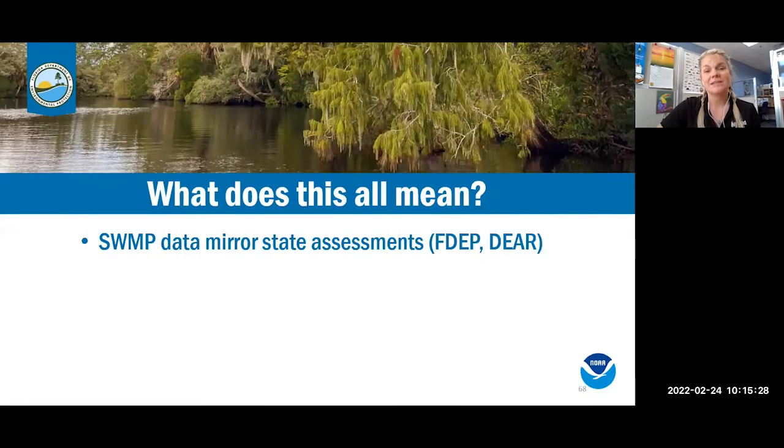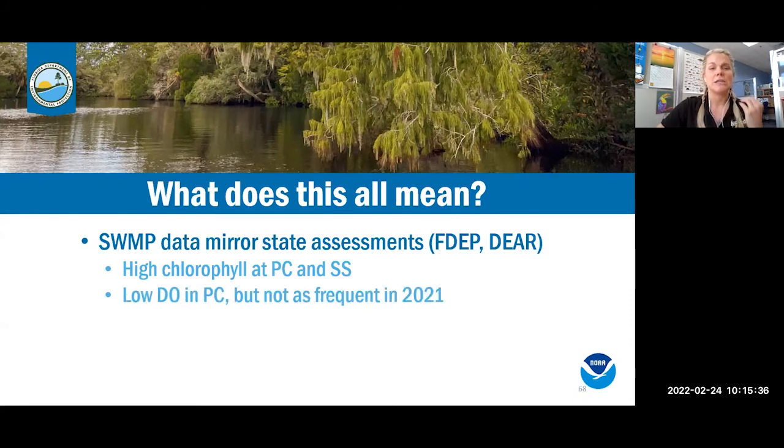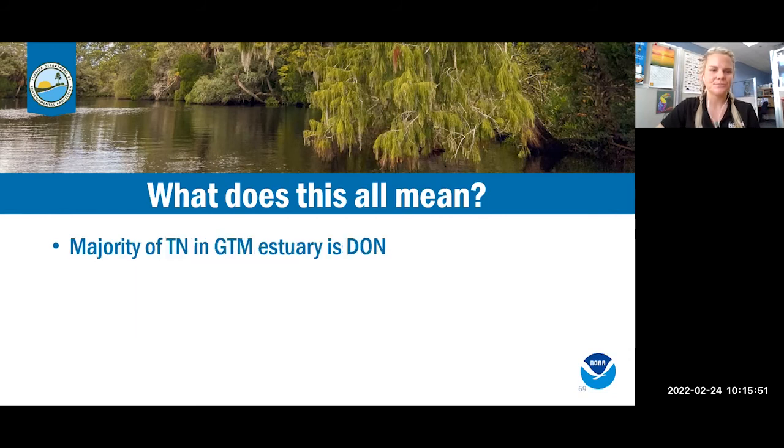Well, our SWMP data does mirror those found in our state assessment information. We see high chlorophyll at Pellicer Creek and San Sebastian. We see low dissolved oxygen at Pellicer Creek, though luckily not as frequent in 2001. And then we do see high total nitrogen at Pine Island. Again, each one of these sites is impaired for these same parameters.